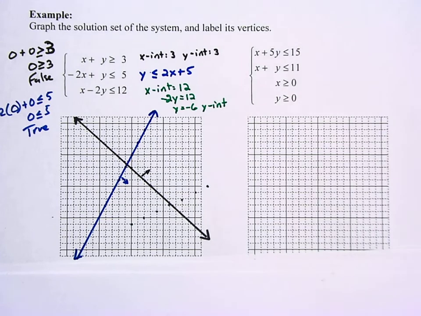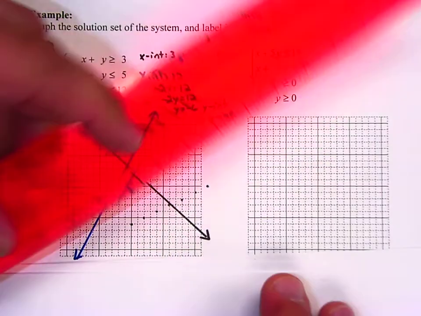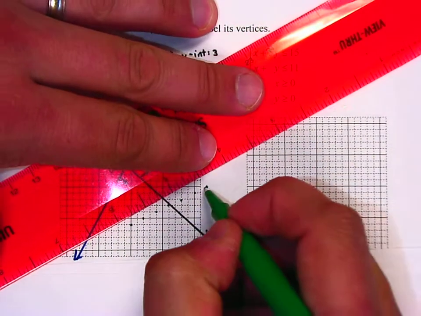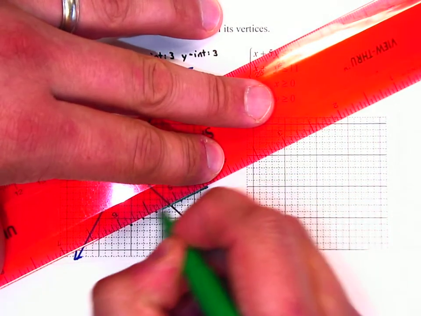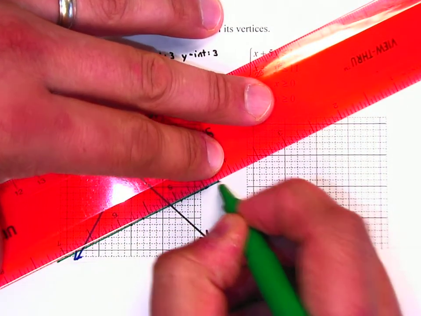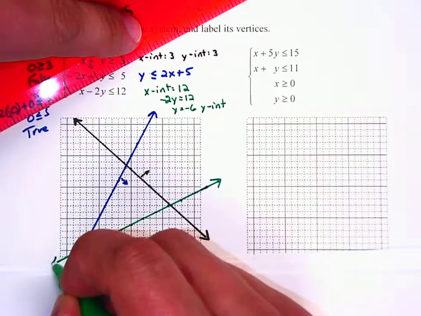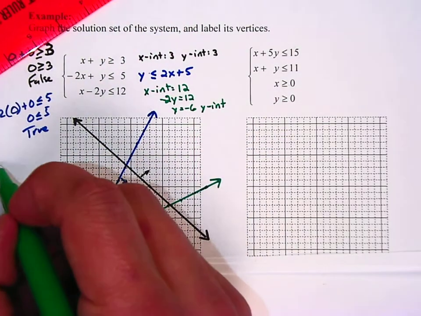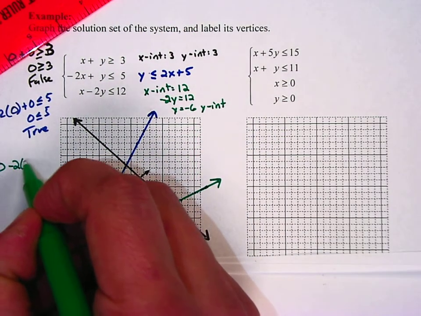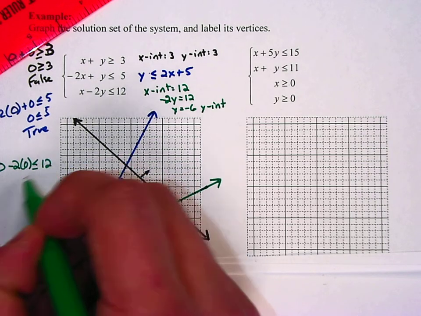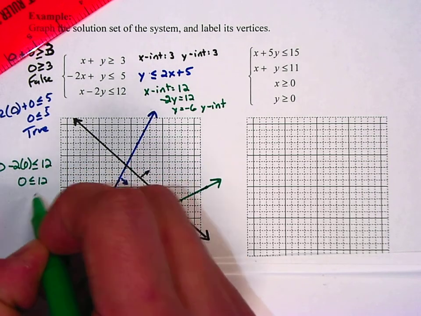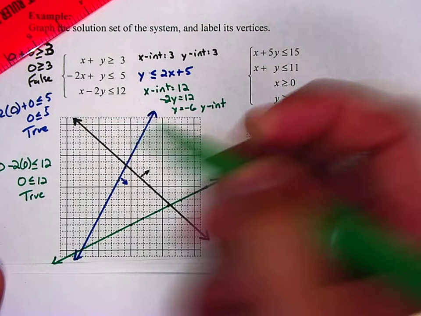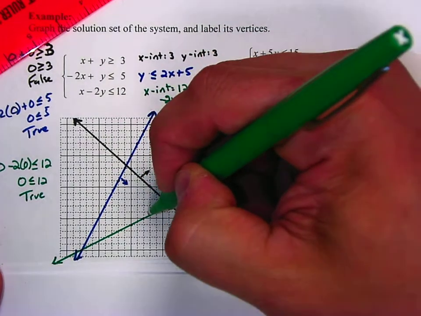Okay, again, solid line, less than or equal to. And if I use 0, 0, I get 0 minus 2 times 0 is less than or equal to 12. 0 is less than or equal to 12, which is true. So I'm going to shade this way.